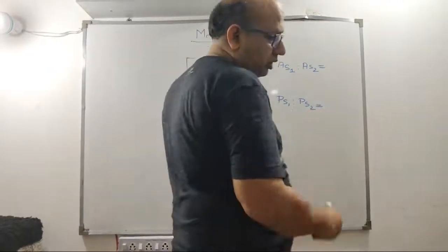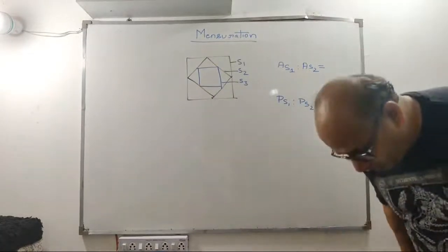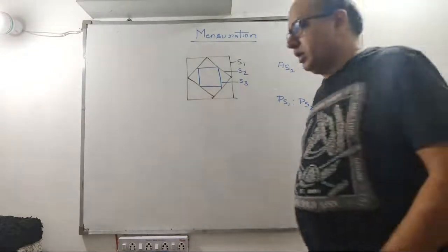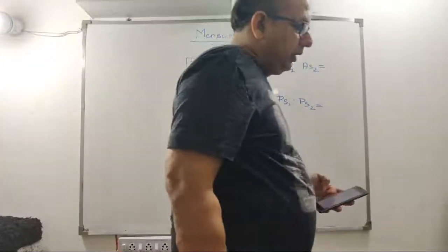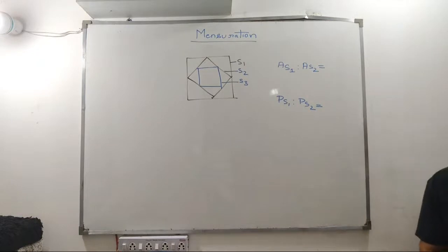So first find out these two things, then we will talk. Square 2 is formed by joining the midpoints of the sides of the square, S3 similarly. Start solving. Give me the ratio of the area of S1 to S2 and the ratio of the perimeter of S1 to S2.